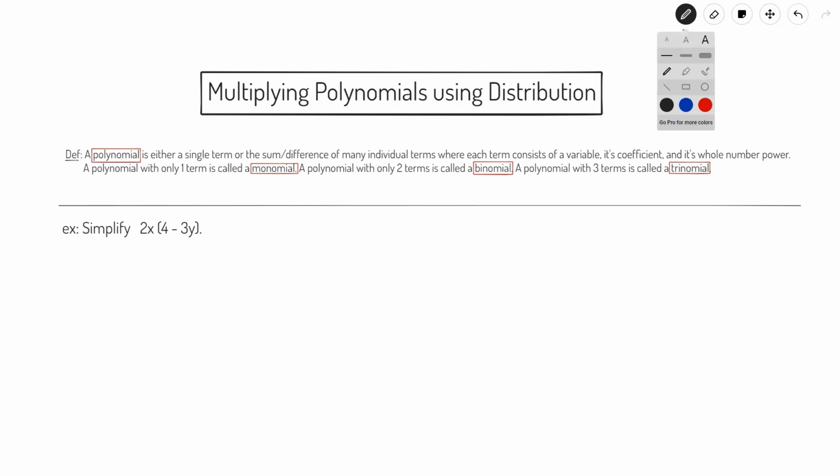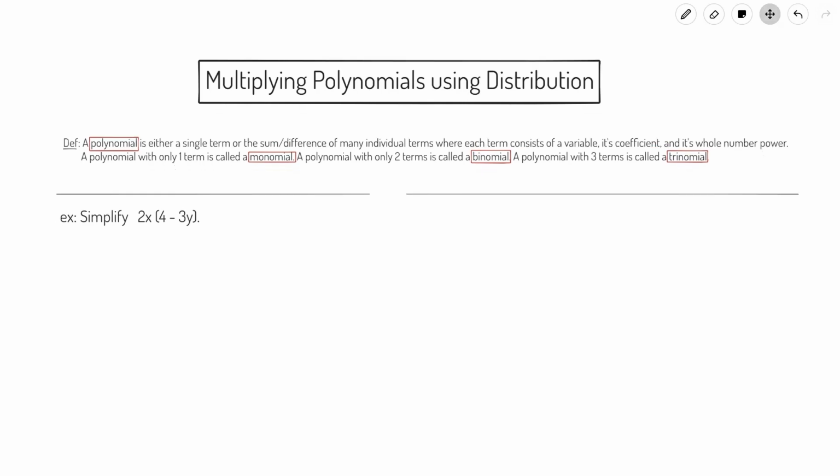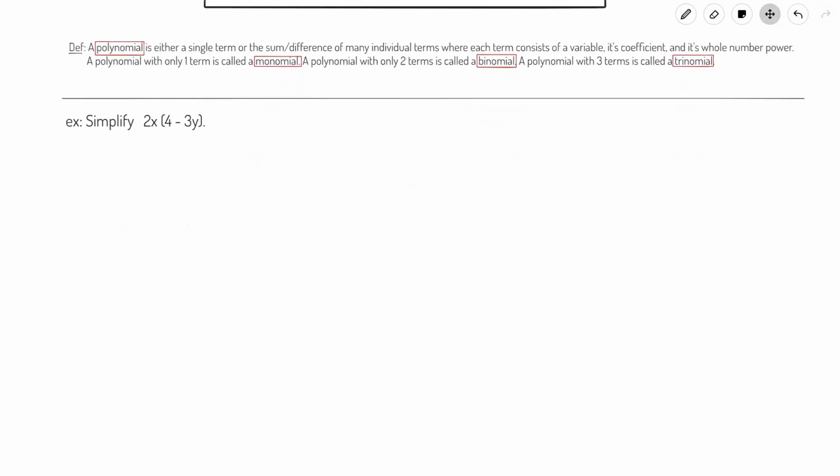So first, I'd like to start by rewriting the problem. I'm also going to color code. So let's just scroll up a little bit. So my monomial, I'll color code in blue. My binomial, I'll color code in red. I have 2x times the group 4 minus 3y. I know this 2x has to first multiply times that number 4. And so let's write what that'll equal.